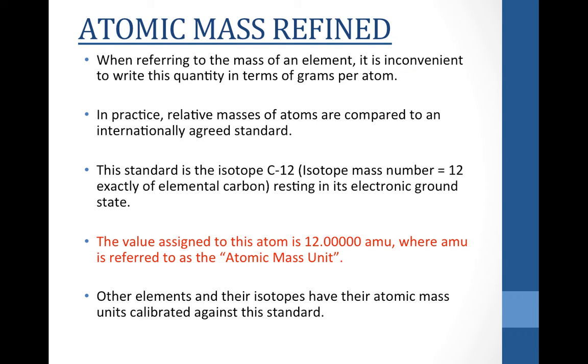When referring to the mass of an element, it's convenient to write the quantity in terms of grams per atom. In practice, relative masses of atoms are compared to an internationally agreed standard. The standard is the isotope C-12. Isotope mass number equals 12, exactly, of elemental carbon resting in its electronic ground state. The value assigned to this atom is 12.00000 AMU, where AMU refers to the atomic mass unit. Other elements and their isotopes have their atomic mass units calibrated against this standard.